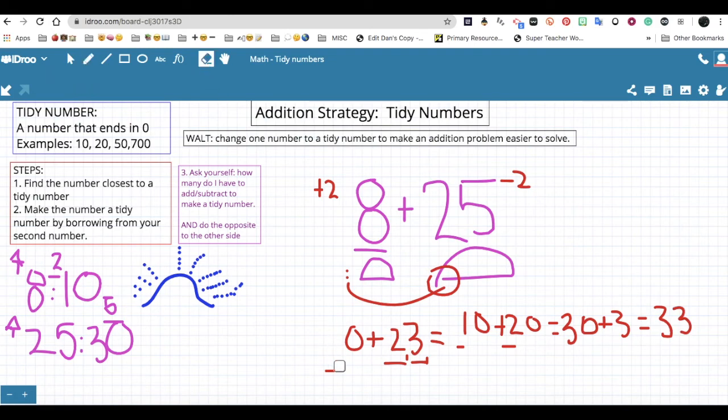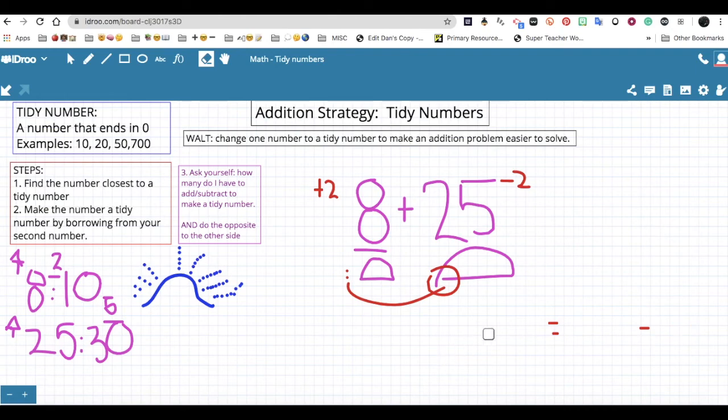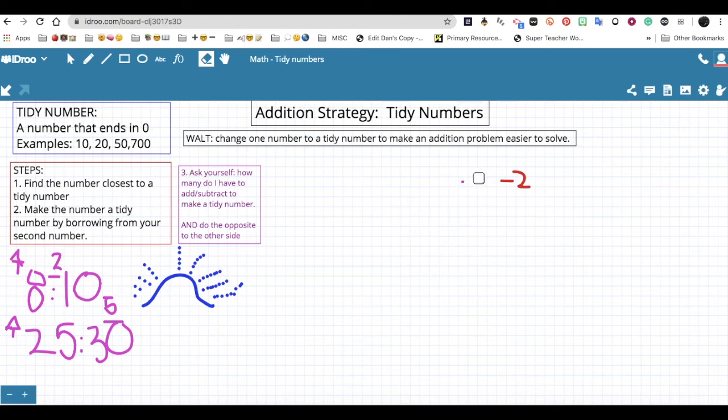Okay, so how did you find those problems? Were they getting easier for you to solve? I think we'll do one more with a bigger number like our tens numbers. I'm going to make it a bit harder now, and then if you do well on this, then you can do the follow-up that I'm going to share with you. Okay?